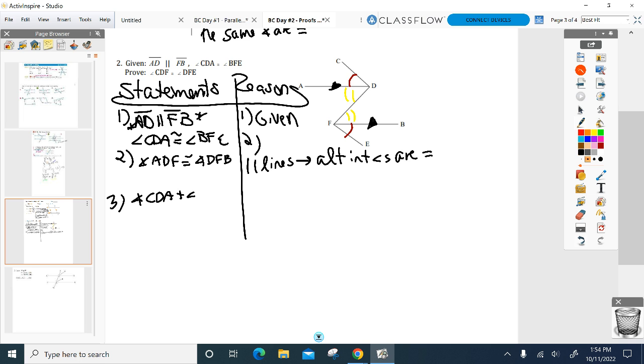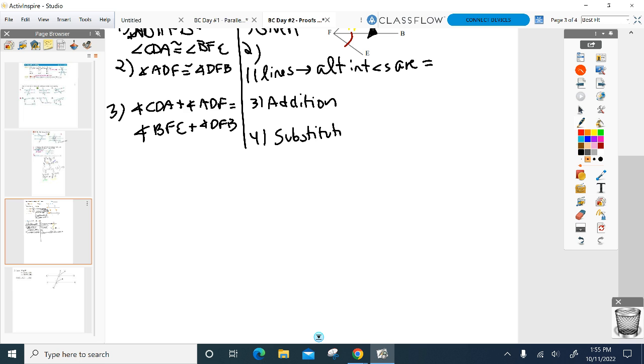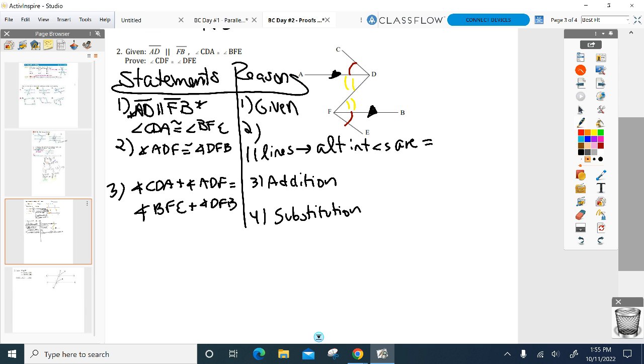CDA plus ADF. Is that the one I want? Yeah. CDA, ADF, yep. Remember, act like you've been there. We've done addition a ton. Doesn't change. Doesn't change. Equals BFE plus DFB. Addition. And hey, shocker, even though we're in unit 3, guess what the next step's going to be? Yeah, substitution. I promised you that, and I'm keeping to it. And that's to say the proof statement.